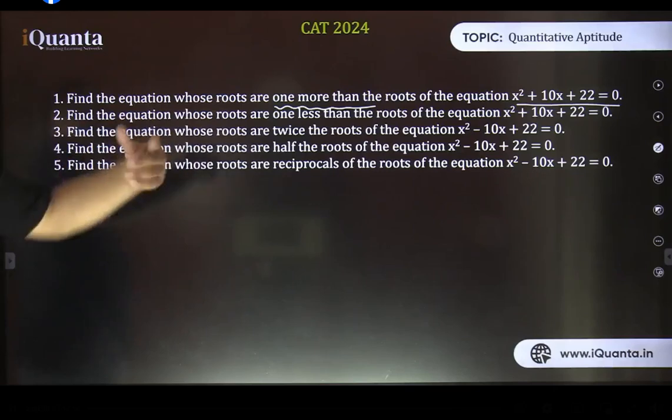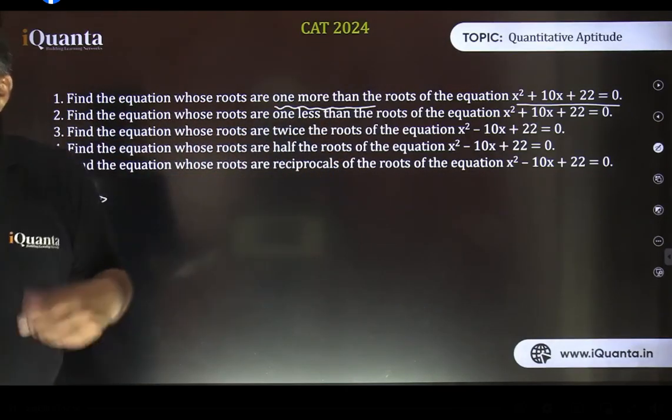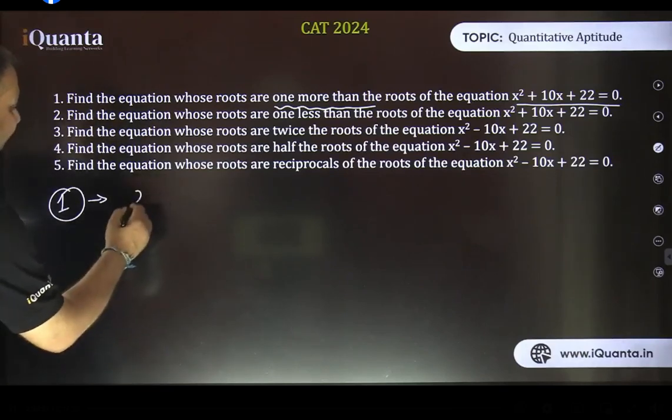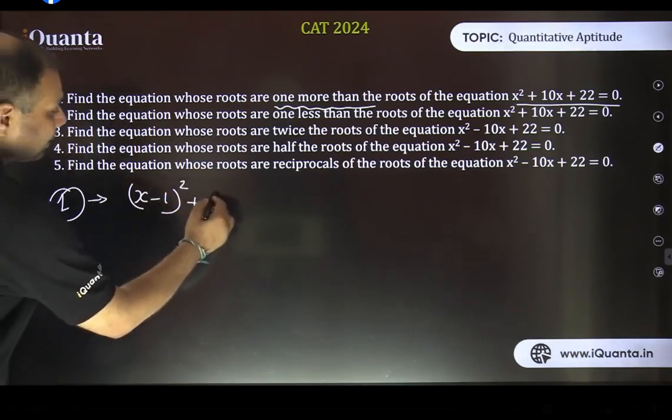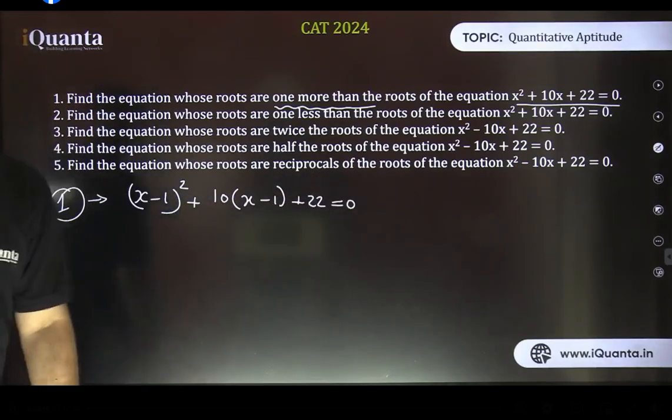So to answer this first question, what we need to do? We want the equation whose roots are 1 more than. That means we need to replace x by x minus 1. That's our requirement. So let me write in that way. So it will be x minus 1 square plus 10 times x minus 1 plus 22 equals 0. On simplifying, we can find the answer. Right? That's the first case.